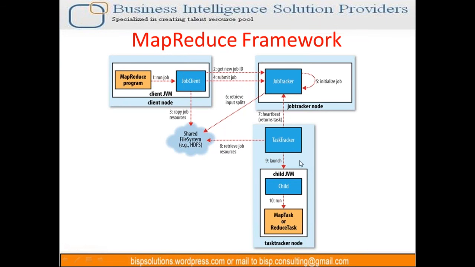So for each of the tasks, a separate child JVM is created, so each task does not interfere with another task, right? So that's the purpose for starting everything in a child JVM. This is the flow of our MapReduce program.